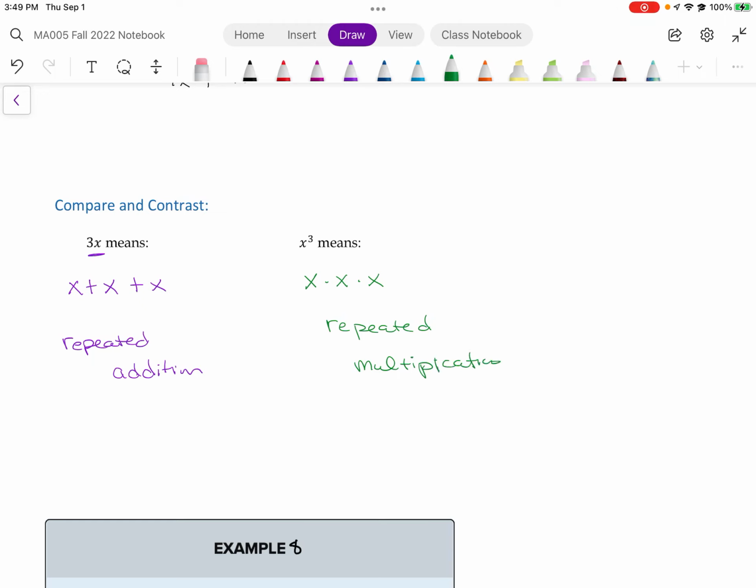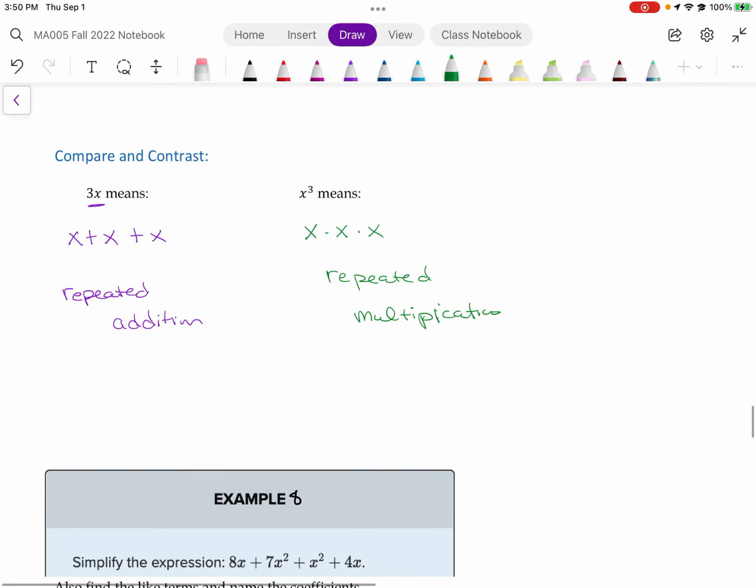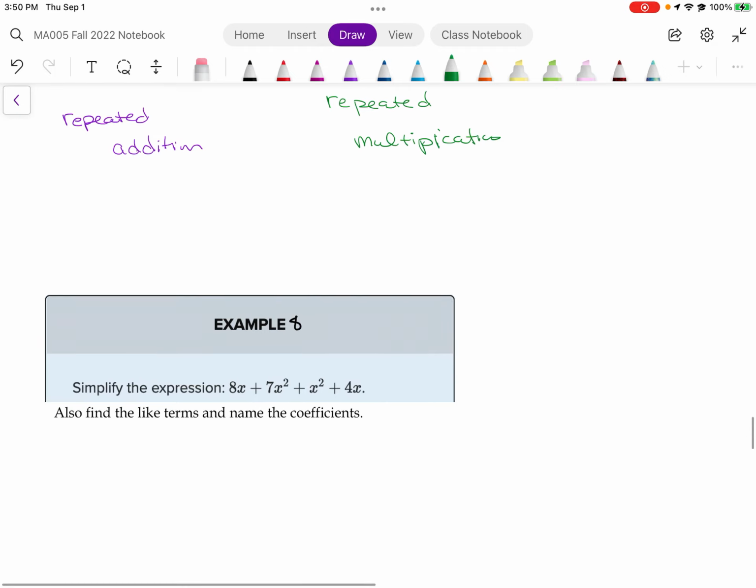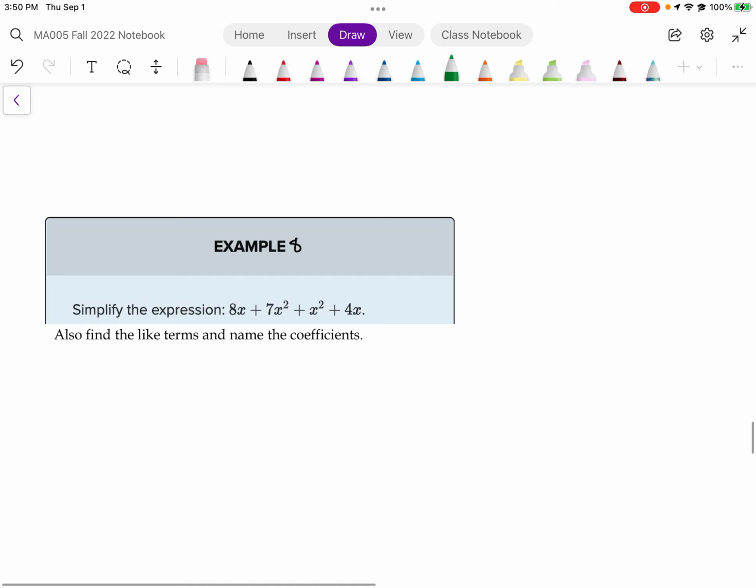Okay, repeated multiplication. Make sure you've got that clear in your head. Pause it, think about it, whatever you need to do, but make sure you really understand the difference between something like 3x compared to x cubed, 2x compared to x squared. All right, example 8. Let's pause the video and simplify this, name the like terms and name the coefficients.